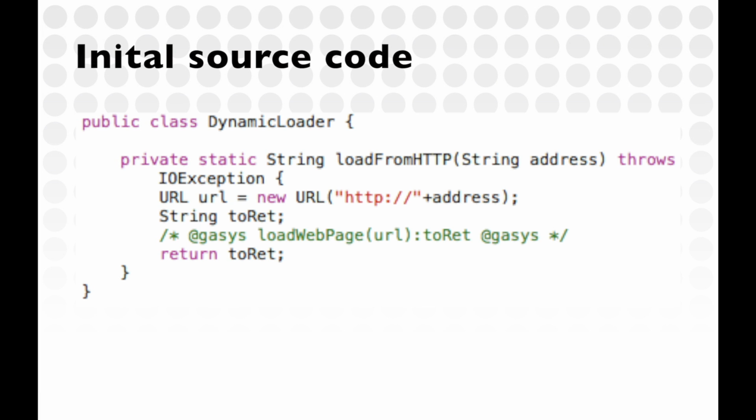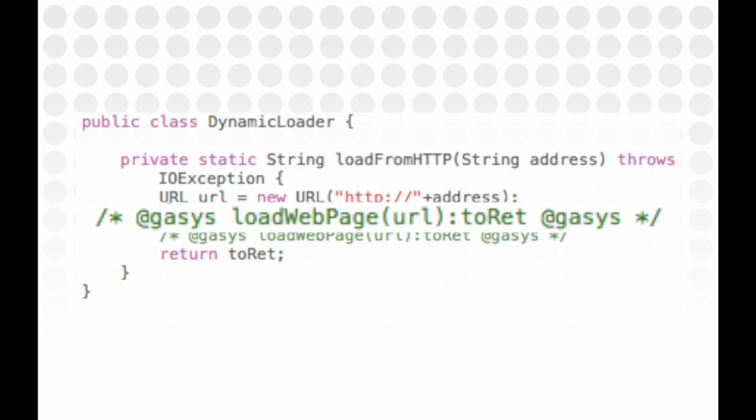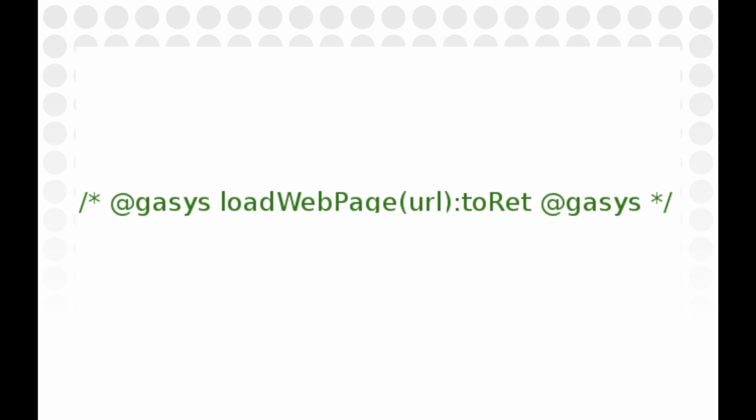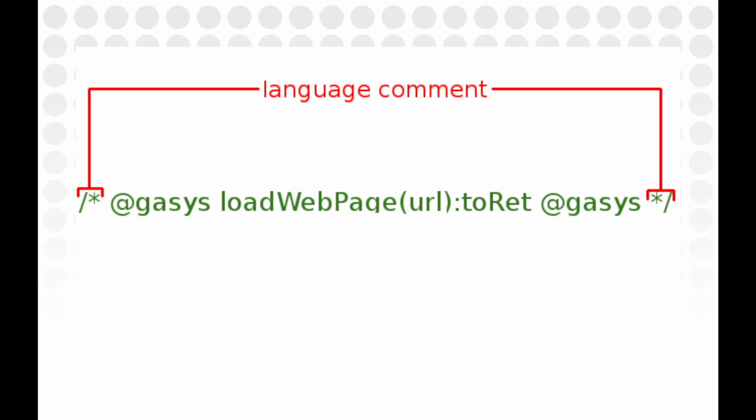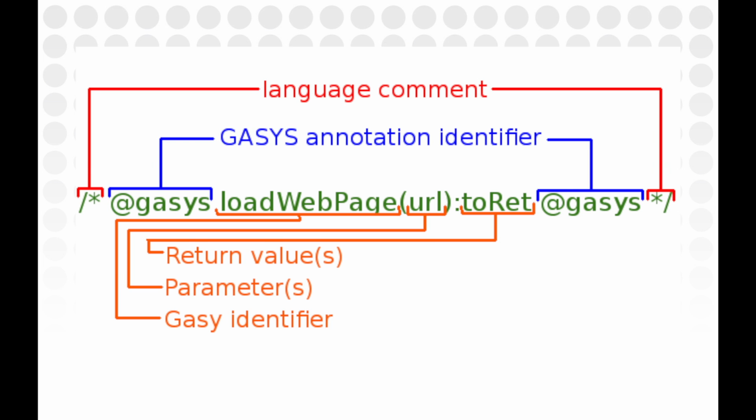What happens on the client side? Well, assuming that we want to load a web page within our code. For that, we'd like to use the load web page Gasys. So, we have the language's start and end comment, the Gasys start and end annotations, the Gasys identifier, the parameter, and the return value.